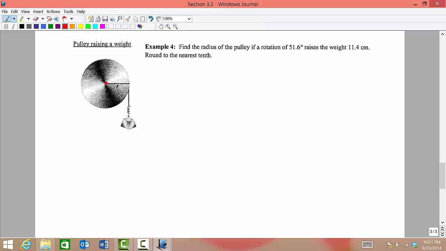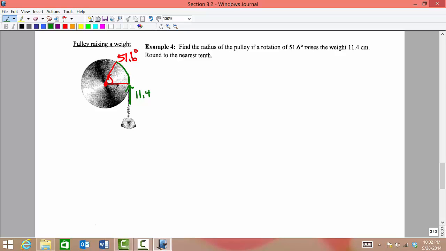So here we have our circular pulley, and we don't know the radius of it, but we do know that the rotation of our central angle would be 51.6 degrees. And we also know that as our pulley turns, the weight is going to raise a certain amount. It's going to go up 11.4 centimeters. As it turns, the string will be laid onto the pulley.